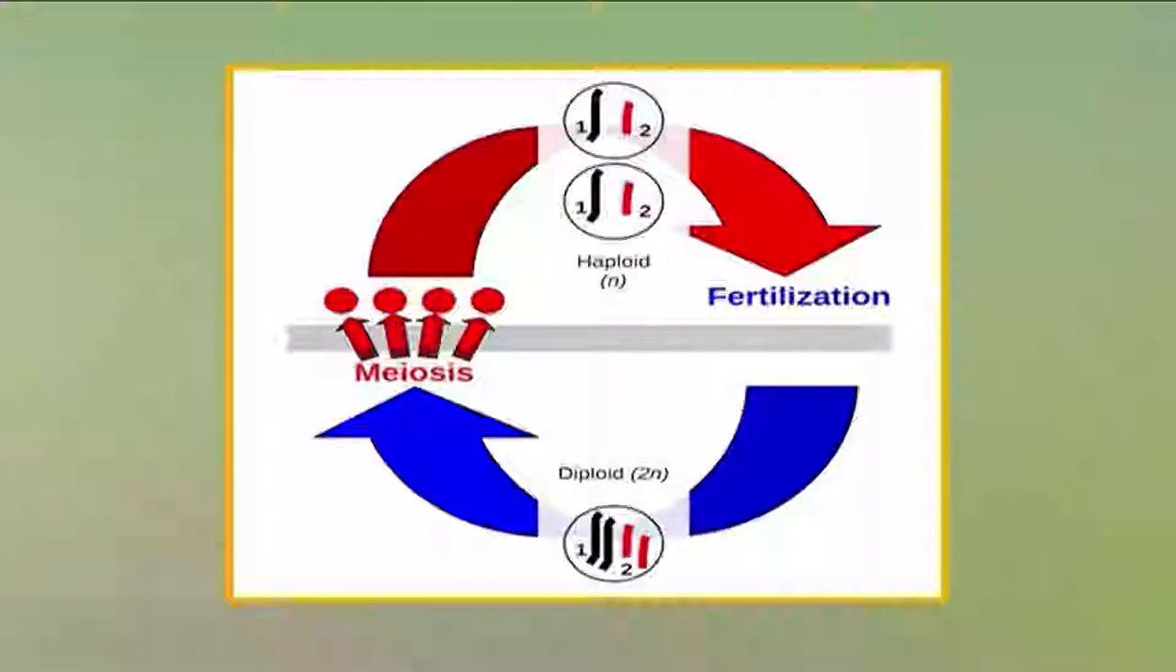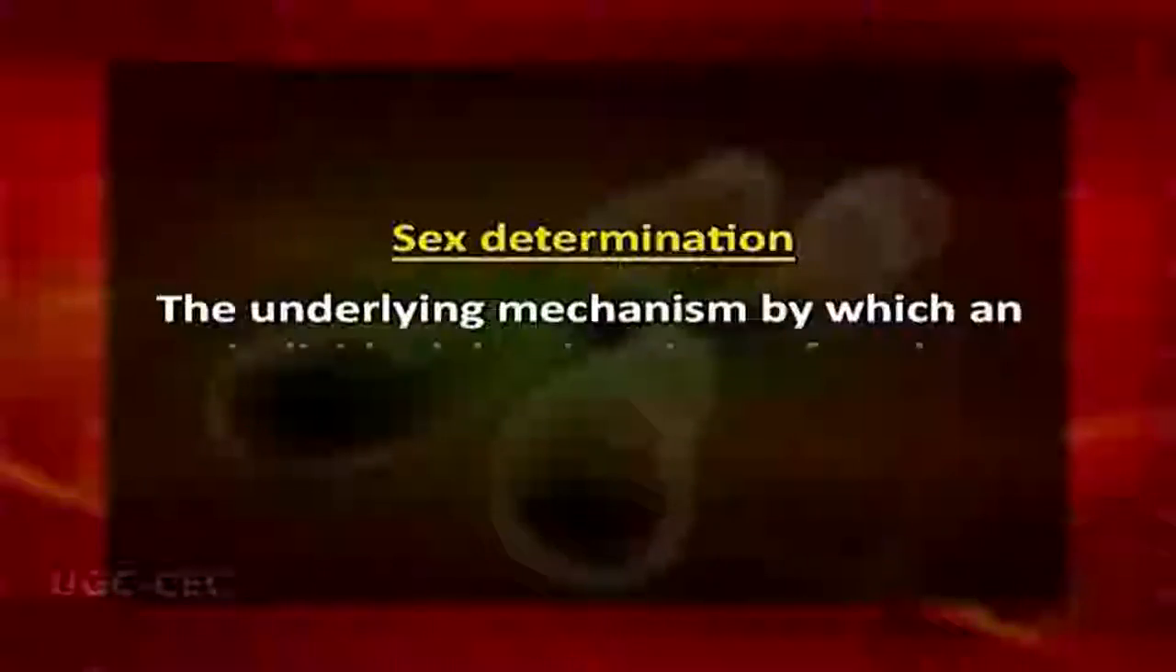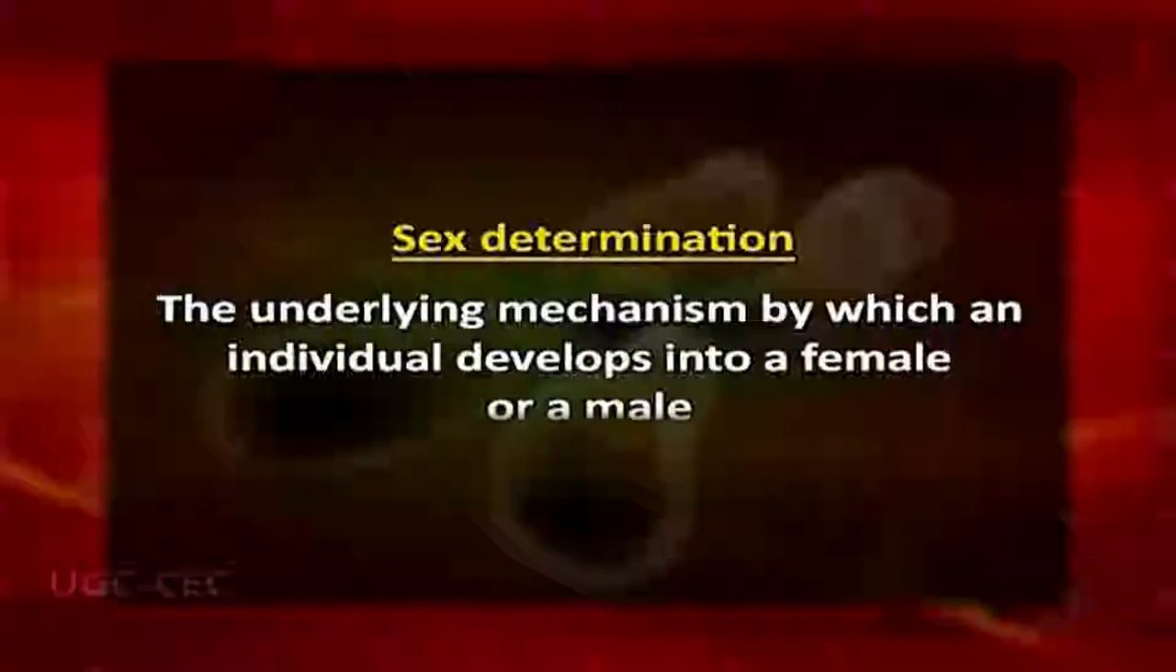Now, we will start with sex determination. Within a population, sexual reproduction enhances genetic diversity because the genetic material of offspring comes from two sources. For most species of animals and some species of plants, sexual reproduction is carried out by individuals of the opposite sex, that is, females and males. The underlying mechanism by which an individual develops into a female or a male is called sex determination. A sex determination system is a biological system that determines the development of sexual characteristics in an organism.